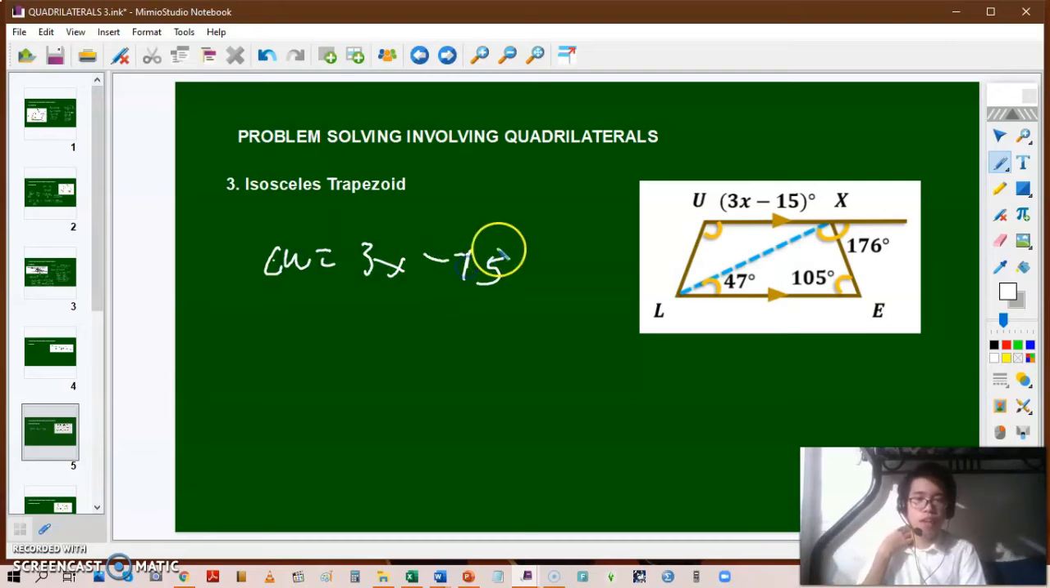How do we solve for the value of x? What we have to remember, guys, for an isosceles trapezoid is that its base angles are congruent.